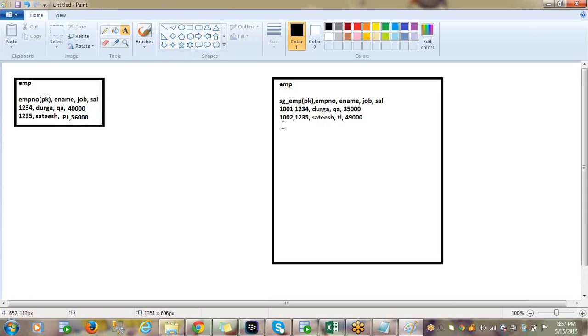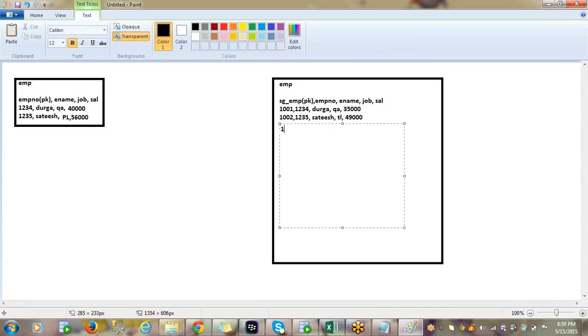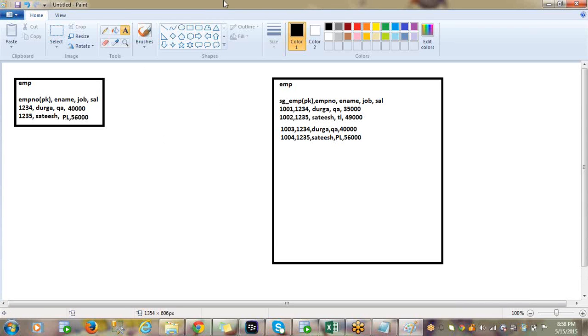See, how are they going to get inserted here? This is my target table. So 1003, because the surrogate ID is auto incrementing in nature. So 1003, 1, 2, 3, 4, Durga is QA and his salary is 40,000. Likewise 1004, 1, 2, 3, 5, Satish, PL, 56,000. So this is how your data warehouse table is going to maintain the current and historical data.